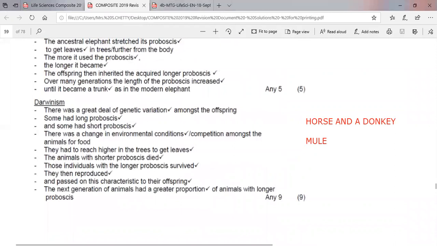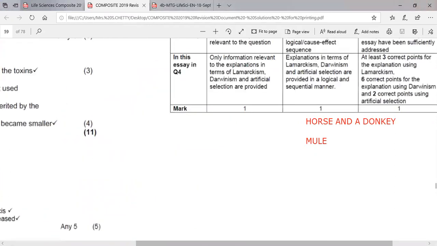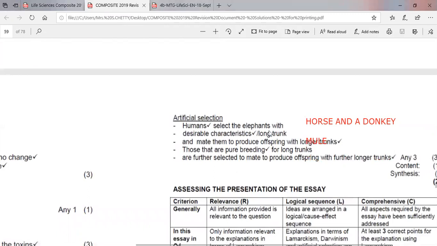So what would the answer look like? Here we go. I would have said humans would select the elephants with long trunks and mate them with each other. So those that are pure breeding for long trunks are further selected to mate to produce offspring with even longer trunks. So I would have said humans selected elephants with long trunks, mated them to produce offspring with long trunks. You'd have got 3 marks there. That's what artificial selection is all about.